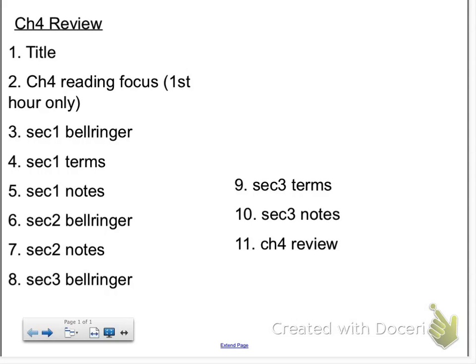Here is the stuff that should be on your journal, and I want this listed on your title page. You should have a title page, obviously. Your class was the only class that did the Chapter 4 reading focus. We need a bell ringer. Section 1, terms and notes. Section 2, bell ringer and notes. Section 3, bell ringer, terms and notes, and then the review. Those are the things.